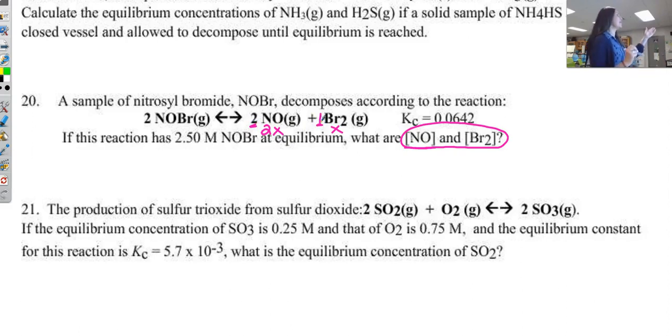Now you're probably thinking, why can't I simply say, well, if it's 2 NOBr, then it should be equal and be 2.5 NO, and then half of that, 1.25 molar of the Br2. Remember, you don't know exactly what it's going to be at equilibrium. This is not your change step. The only time that stoichiometry works between reactants and products is during the change step. So the only thing that I can do is use X and 2X. So try that out and see if you end up getting the correct answer for that.